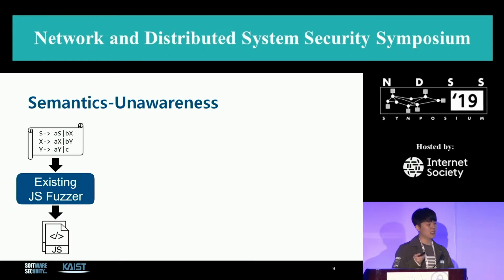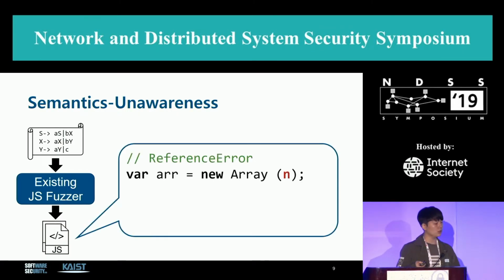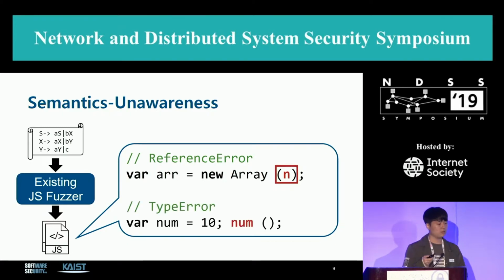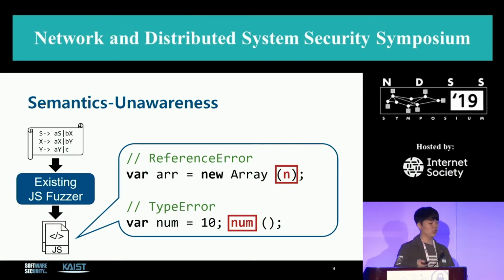So what do I mean by being semantically unaware? Here are some examples. Here we have a declaration of an array object, which is syntactically correct. However, since the variable n is not defined here, the JavaScript engine will raise a reference error, which is a type of runtime error. Similarly, the next statement is also syntactically valid, but raises a type error, as we treat the non-function variable as a function, even though it is a number. As this example shows, current JavaScript engine fuzzers focus mainly on the grammar and producing syntactically correct code snippets, but fail to generate semantically valid ones.